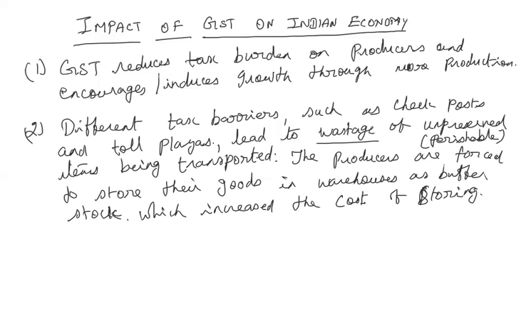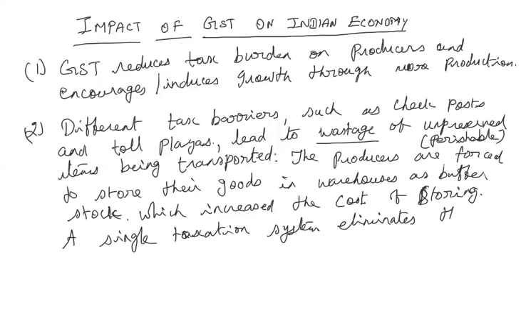So if it is only one tax, all these extra costs will be avoided by the producers. So a single taxation system eliminates this roadblock. Literally, it's a roadblock, or eliminates this problem. Okay, so that is the second impact or benefit.